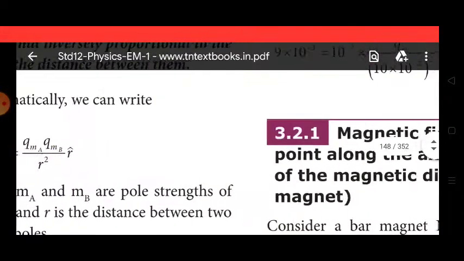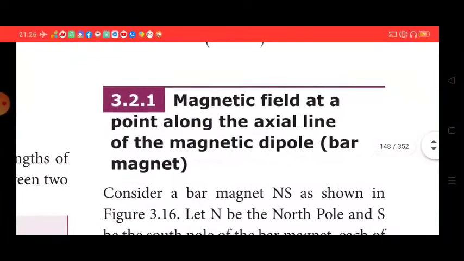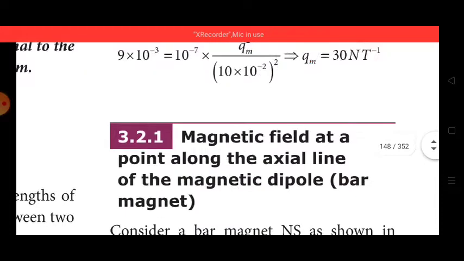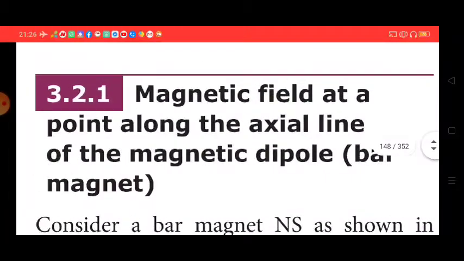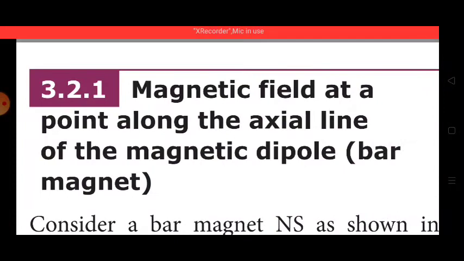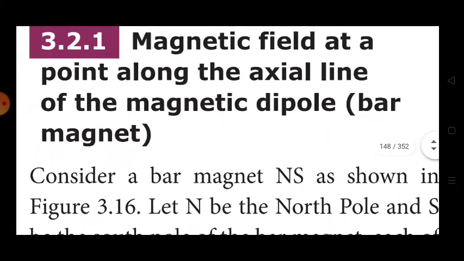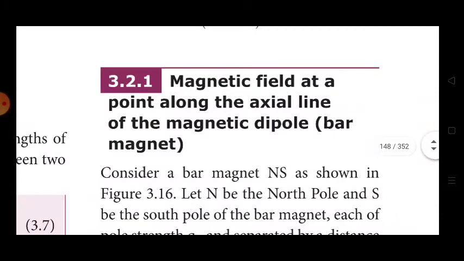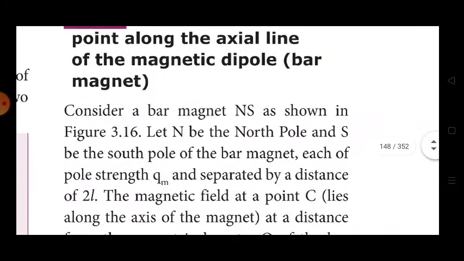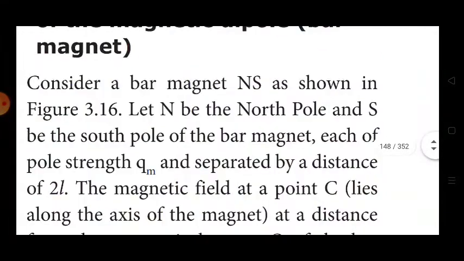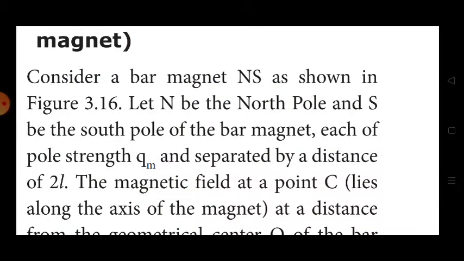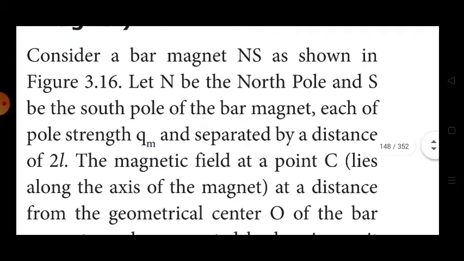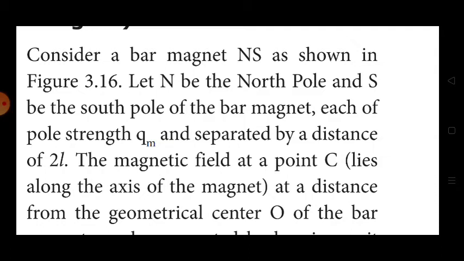What is the next topic? Magnetic field at a point along the axial line of a magnetic dipole or bar magnet. Very important, a 5-mark question. Consider a bar magnet NS as shown in the diagram. Let N be the north pole and S be the south pole of the bar magnet, each of pole strength Qm and separated by a distance of 2l.